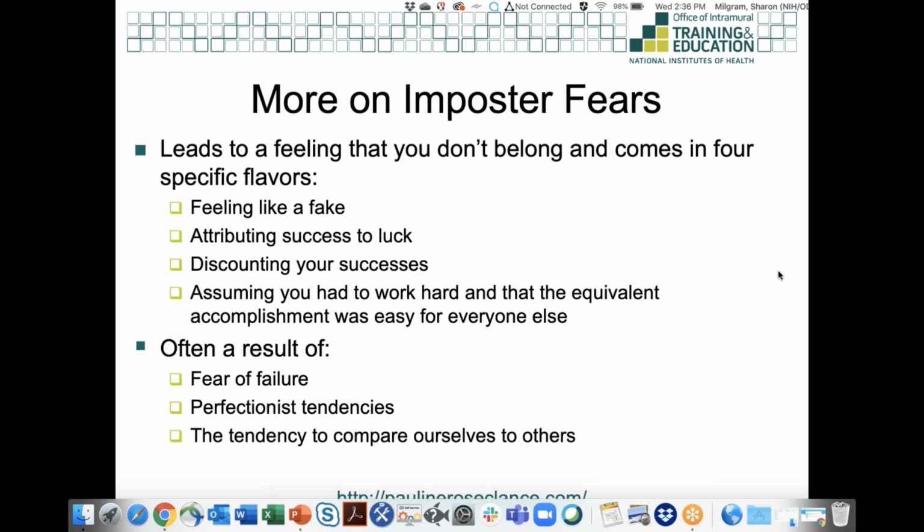And then the fourth is assuming you have to work hard, but the equivalent accomplishment is easy for everyone else. So you have to go home and study. You have to go home and practice. You have to go home and really work hard to learn this material, and everybody else is just cruising.